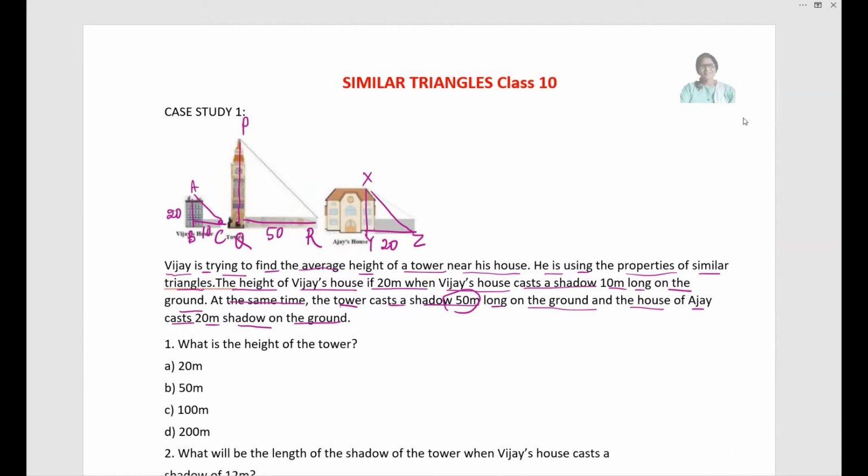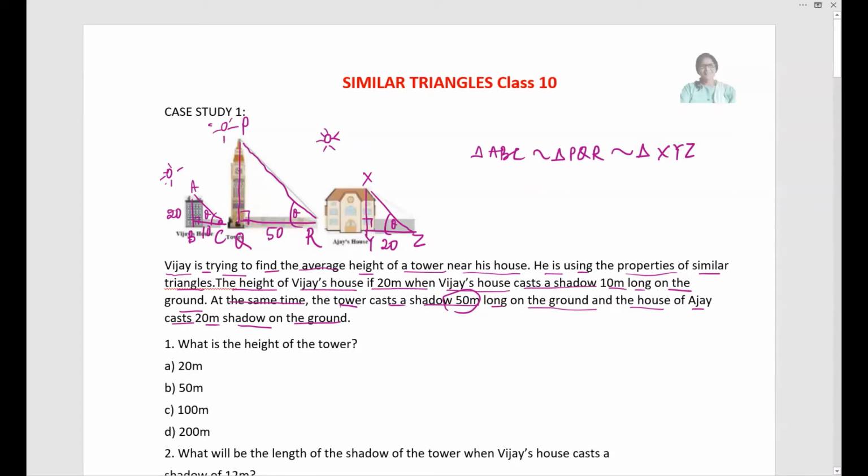So if we recall the similarity concept, triangle ABC is similar to triangle PQR is similar to triangle XYZ. Why? When we see the shadow, the angle of the sun is always the same for each at a particular moment. So if this is theta angle, this is also theta, and this is theta. And if this is 90 degree, the two angles are equal, so they are all similar triangles. The case study has 5 questions. Sometimes we are given options to find 4 answers, but you should practice all the 5 questions.